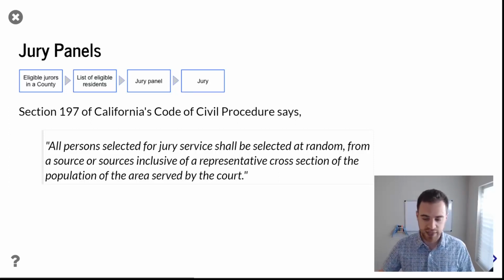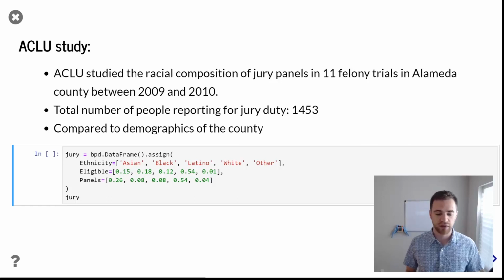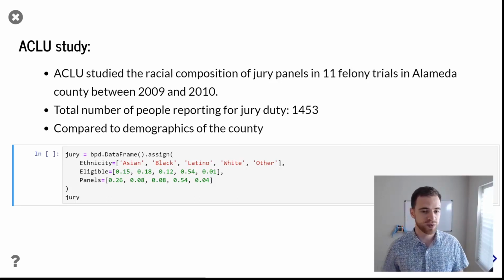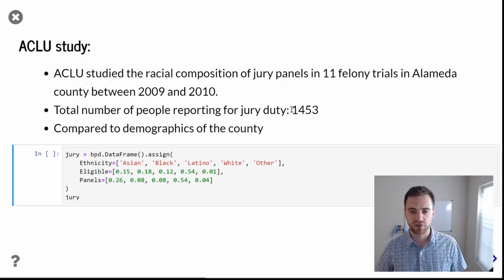So in the year 2009-2010, the ACLU took a look at this and concluded that this isn't what's happening in Alameda County. What they did is they took a look at 11 felony trials in Alameda County in the years 2009 and 2010. Between those 11 trials, that was roughly 1,400 people who reported for jury duty. And they took a look at the racial breakdown of those 1,400 people, and they recorded them here.